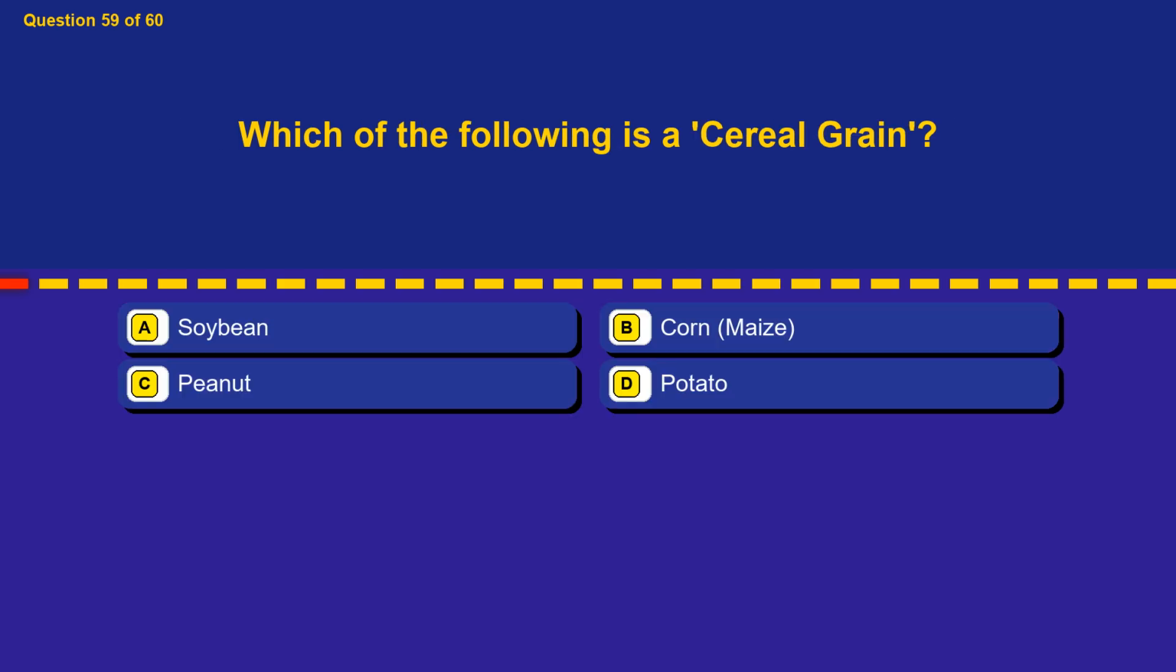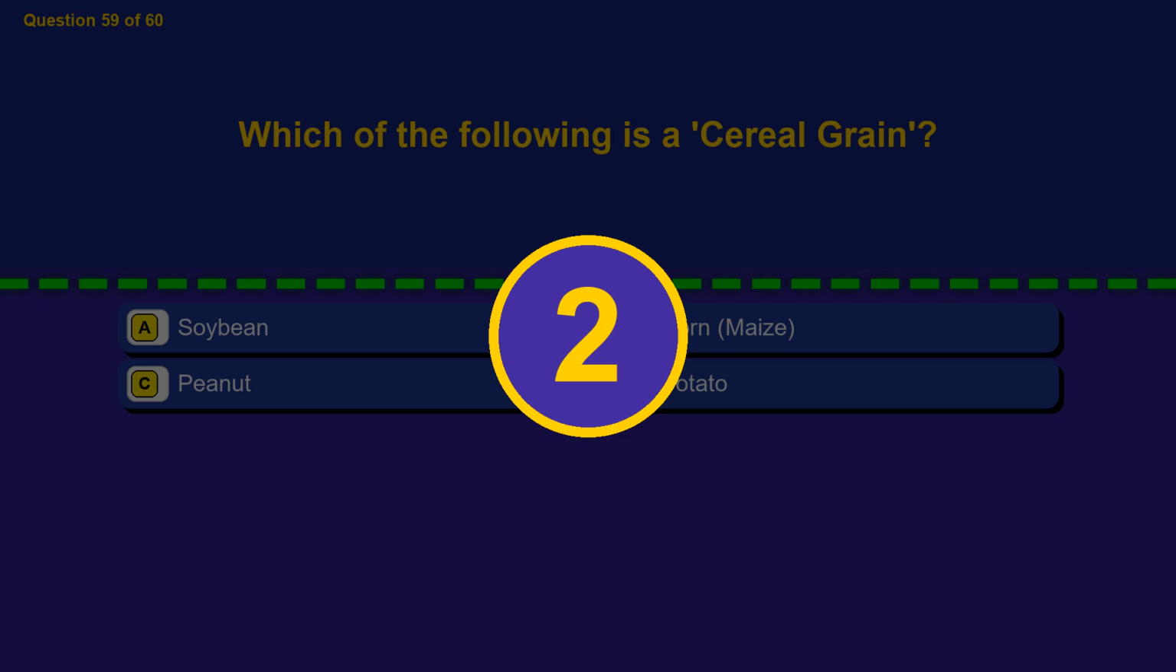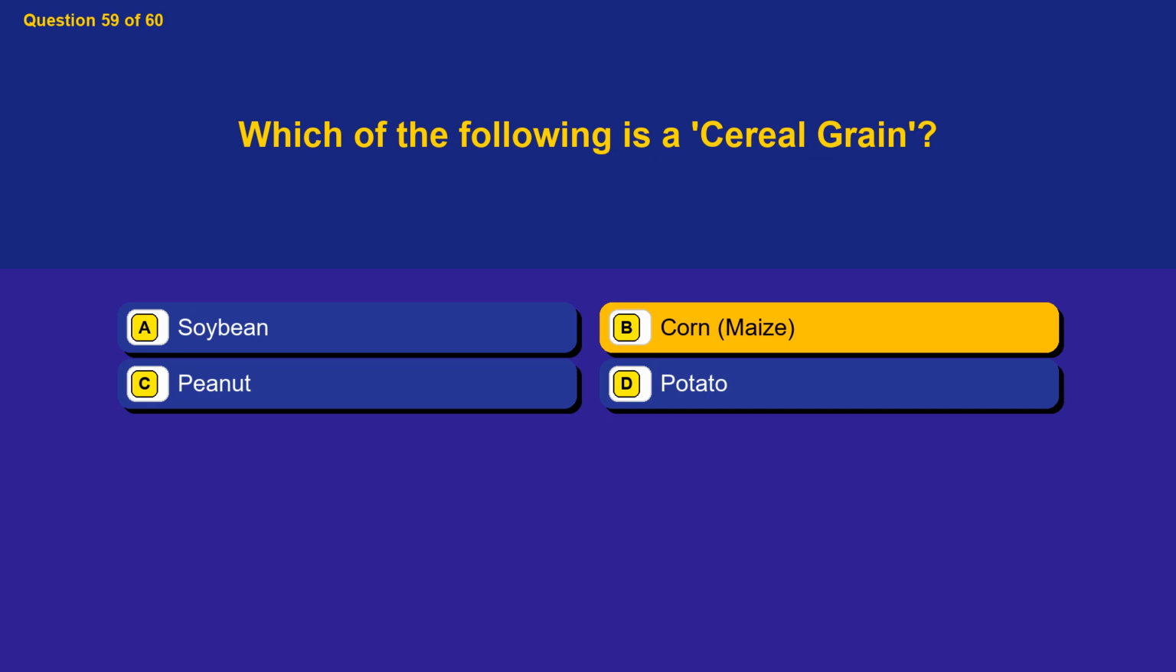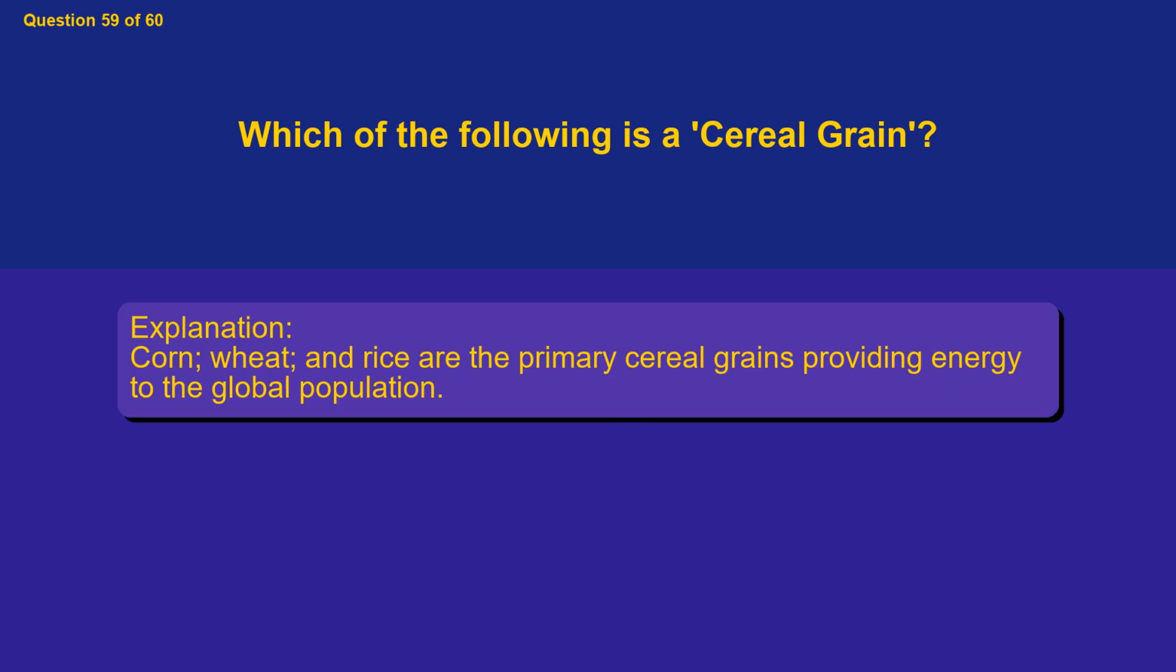Question 59. Which of the following is a cereal grain? Option A, soybean. Option B, corn, maize. Option C, peanut. Option D, potato. The correct answer is option B, corn, maize. Corn, wheat, and rice are the primary cereal grains providing energy to the global population.